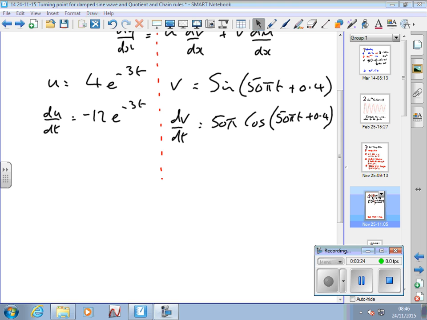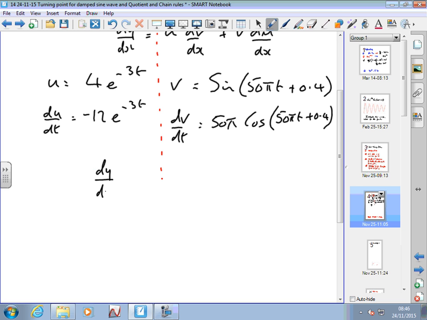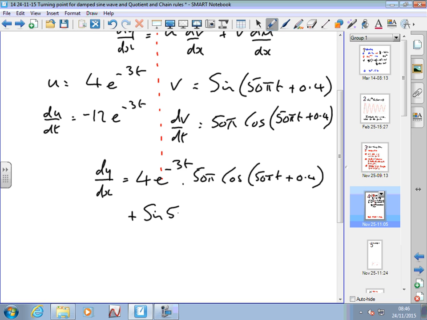So now we can put these values back into this product rule. So the differential of y with respect to x equals u, which is e to the minus 3t, times the differential of v, which is 50 pi cos(50 pi t plus 0.4), plus v, which is sine(50 pi t plus 0.4), times the differential of u, which is minus 12e to the minus 3t.